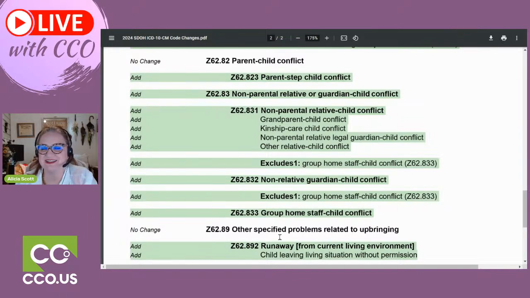If you're adjusting, getting used to having to stay with somebody when you're not used to them, again, that would be applicable in that scenario. Now, there is an excludes: group home staff child conflict has its own area. That's Z62.833.